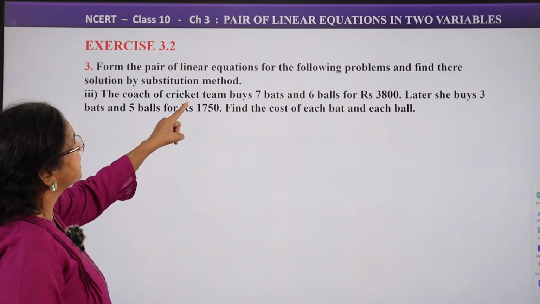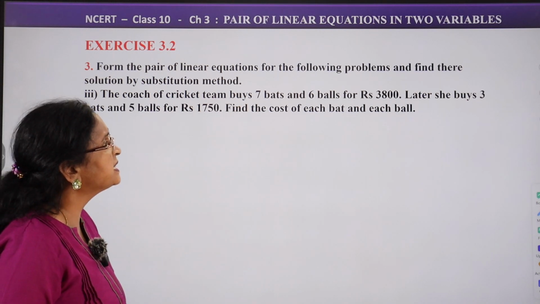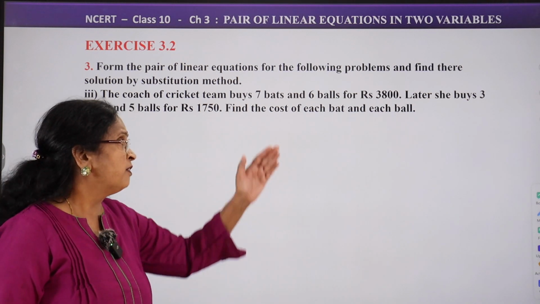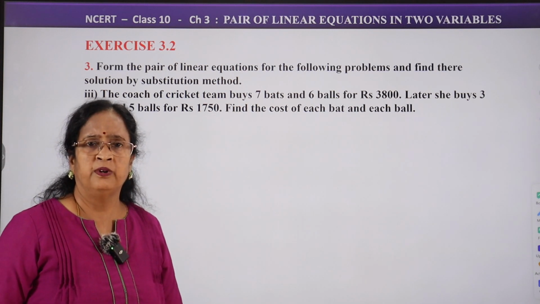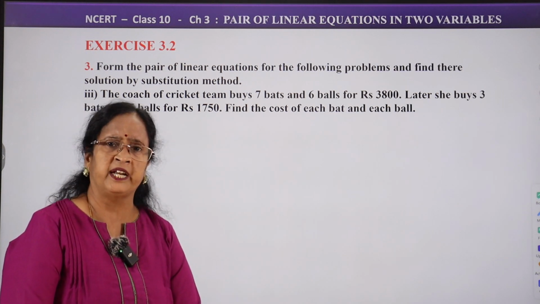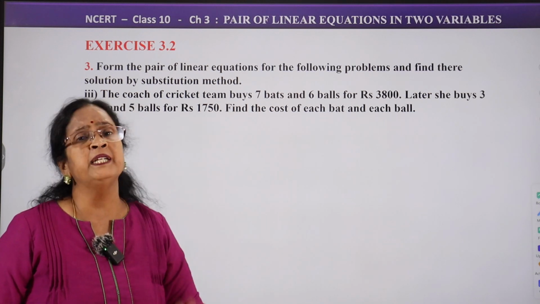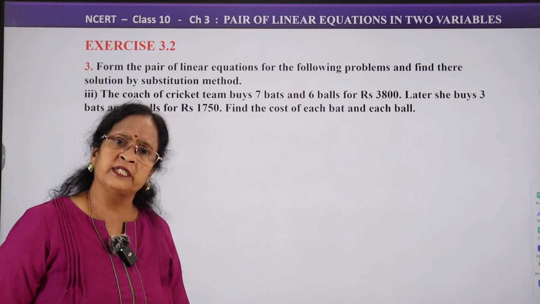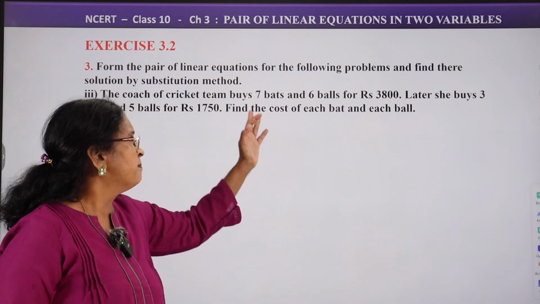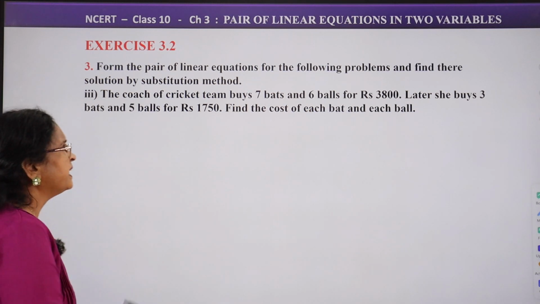So let us come to the statement. The coach of a cricket team buys 7 bats and 6 balls for rupees 3800. What should be our first statement, students? We have done enough questions like this. Yes, first find what the variables stand for according to the statement. We have bats and balls. First come, first serve. Bats as x, balls as y.